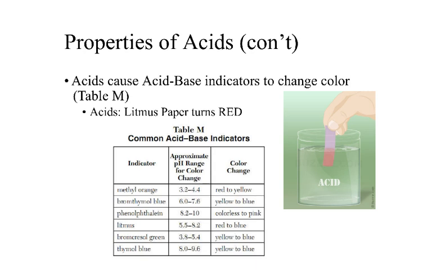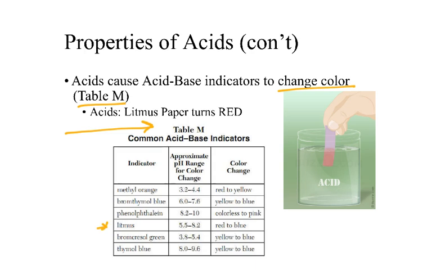Okay, and let's continue. Acids will cause acid-base indicators to change colors. We can see this in Table M, right? These are common acid-base indicators. We're going to talk about litmus right now, but we will also use other ones.